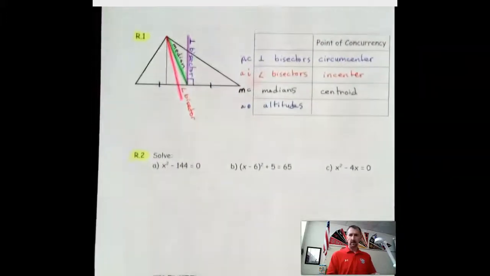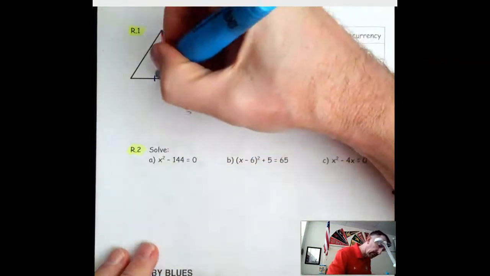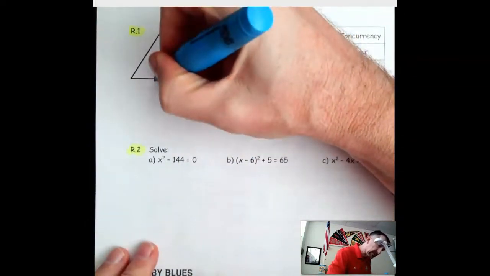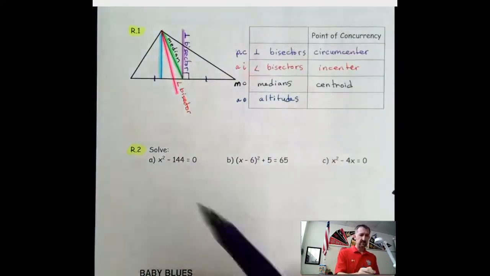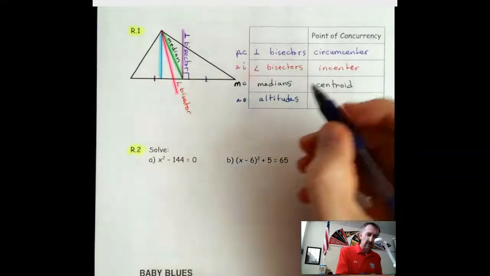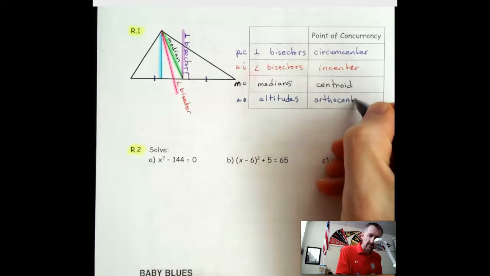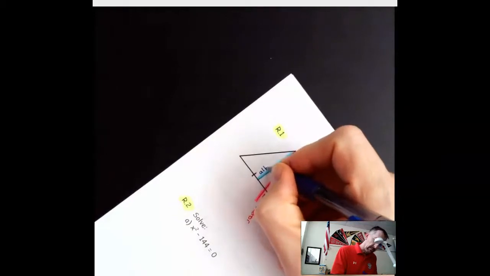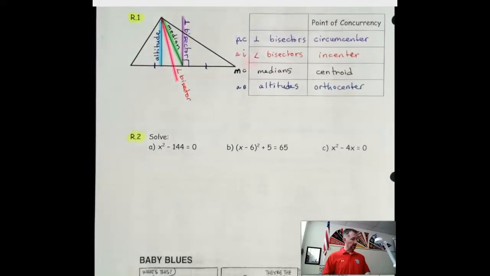Median. All right, so that leaves us with our altitude. Altitudes are also perpendicular from a vertex to the opposite side, or the opposite side extended. Sometimes we have to do that. So that's the orthocenter. I think we had one of those at the beginning of the notes as well. And that's an altitude. So, reviewing some vocabulary and what we have there. And then we have some solving.